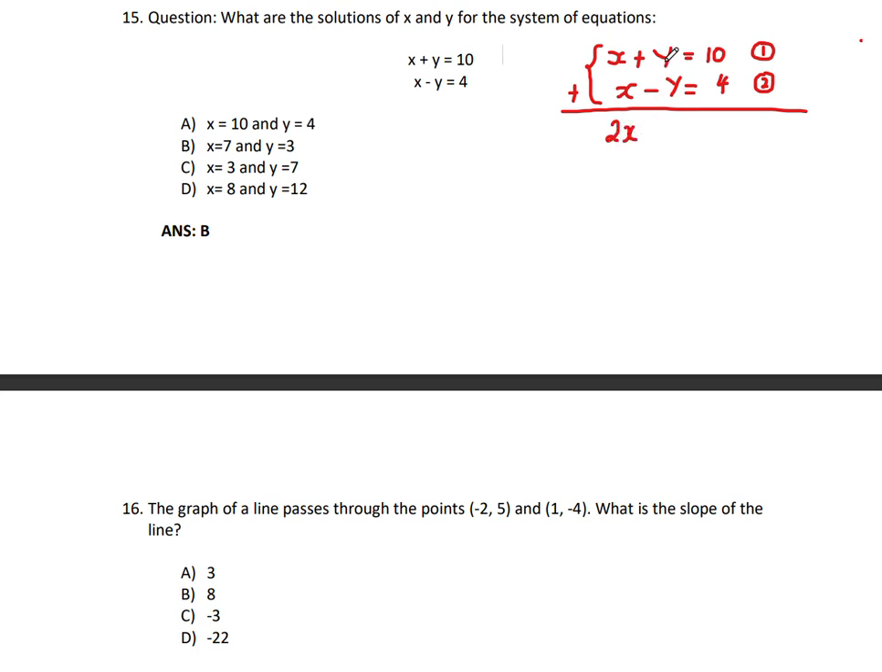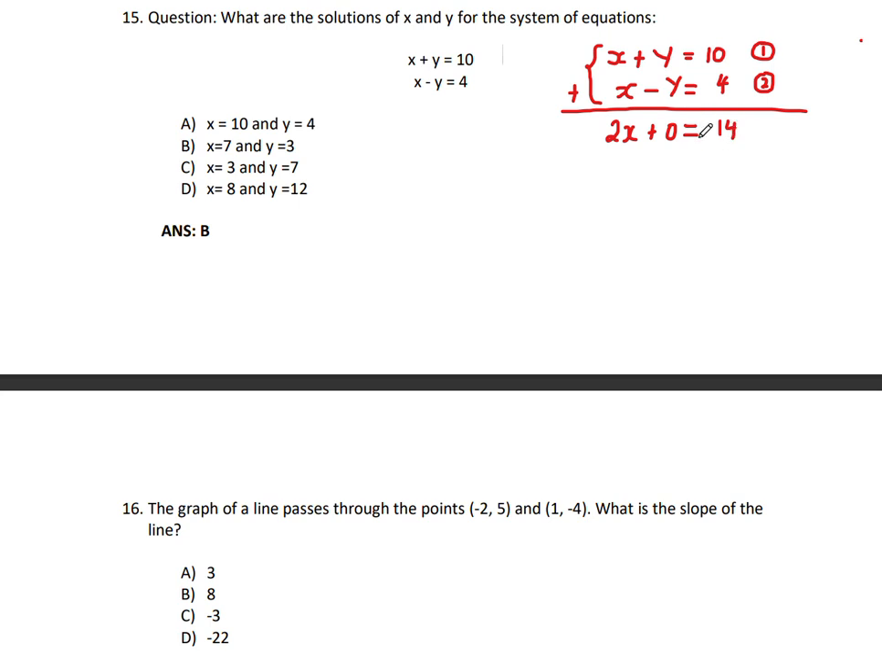Then when I take y plus negative y, this would be the same as y minus y, which would basically just give me 0. Any quantity minus itself is going to be 0. And then on the right side of the equation, 10 plus 4 is going to be 14. So again, x plus x gives me 2x. Y plus minus y is going to be 0. And 10 plus 4 gives me 14.